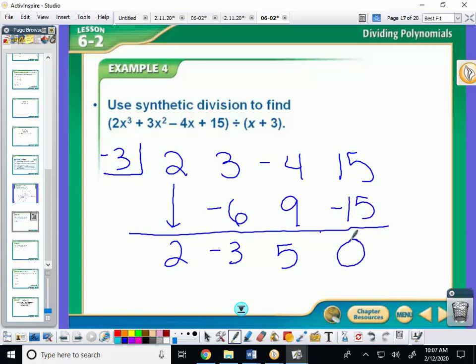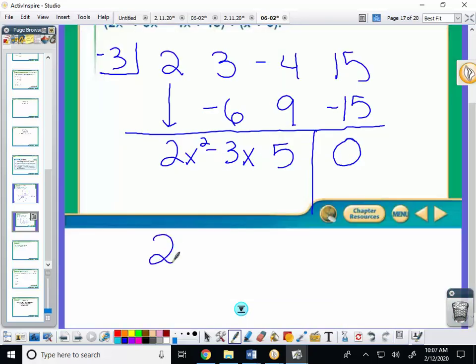5 times negative 3 is negative 15. What is this number right here, the 0? Remainder. Go ahead and block it off from the rest of the problem so we know that it's a separate deal. It's our remainder. If 0 is a remainder, what's 5? 5 is our constant, negative 3x and 2x squared. This is 1 less than the original problem, isn't it? Okay, the exponent is what I'm referring to. Is 1 less than the original polynomial. So I'm going to write my answer as 2x squared minus 3x plus 5.